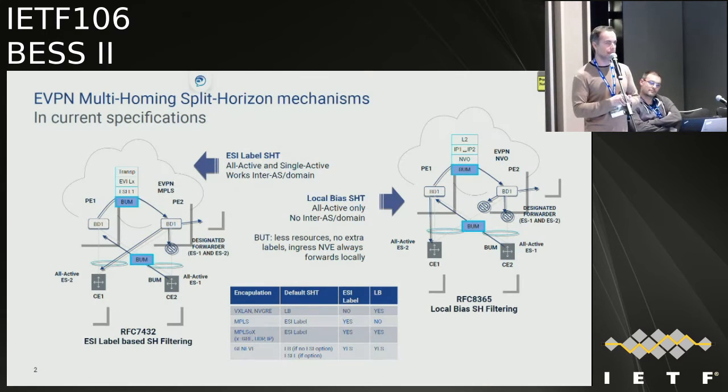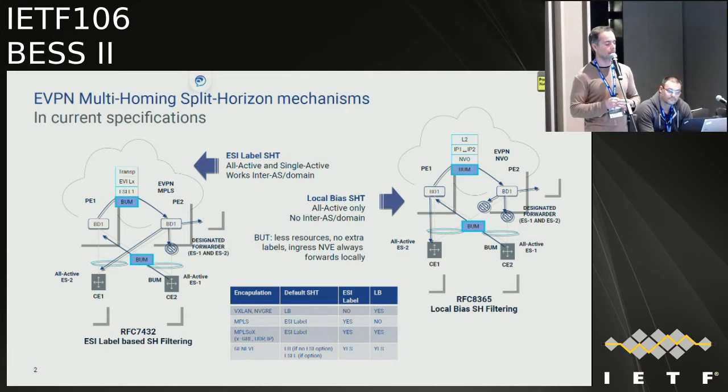Now, when you deal with IP tunnels where there are no labels, like for instance VXLAN or NVGRE, there are no labels that you can insert in the data path. So in that case, we use this local bias thing. Local bias basically refers to the fact that when CE2 sends BUM traffic to P1, P1 will forward locally to all the local Ethernet segments. And when P1 sends the BUM traffic to P2, P2 will filter traffic to all the local segments that are shared with P1. That is local bias.